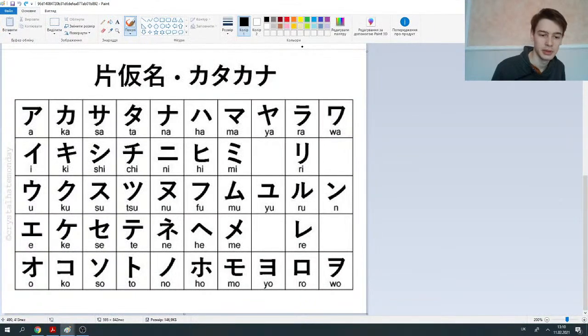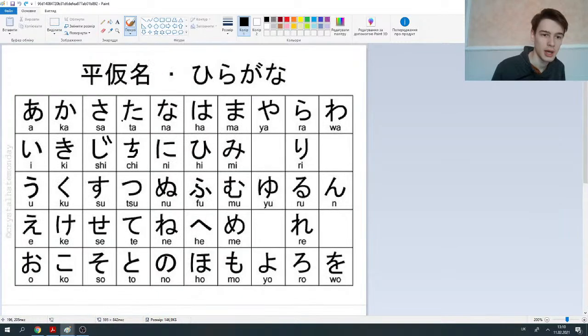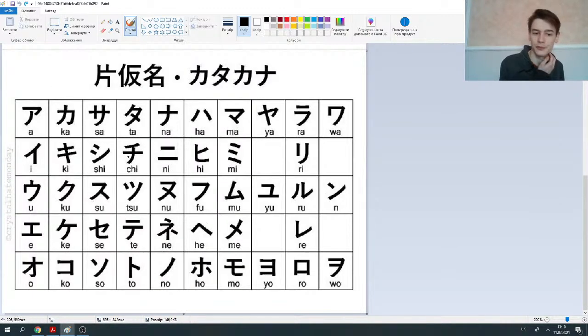That will be a problem because Hiragana I almost stopped, but Katakana I am bad at, so I will need to learn it basically from scratch, but it's okay, we are learning.